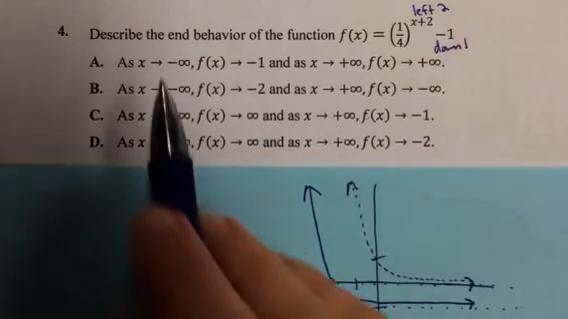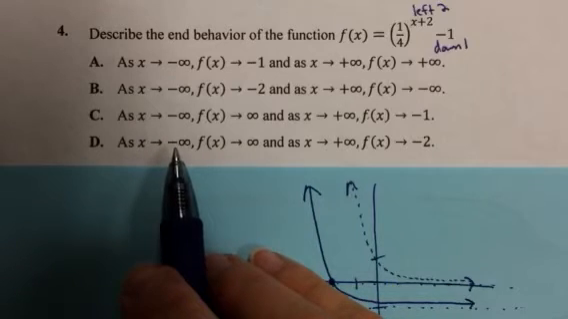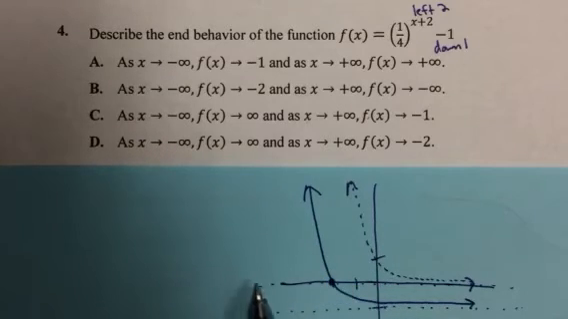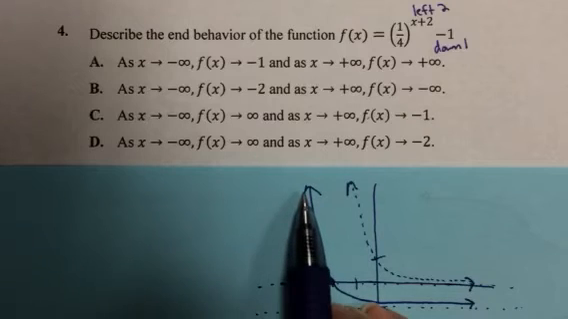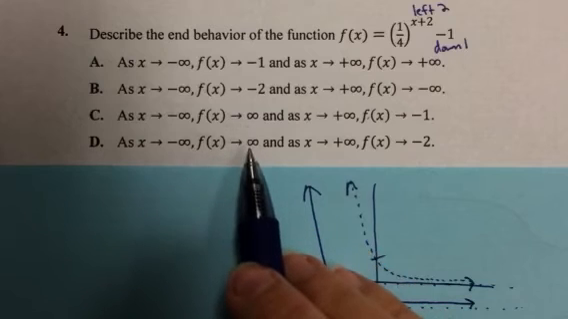And the end behavior is, notice all these things say as x goes to -infinity. So it's saying as we're going to the left, what's the graph doing? Well, the graph is going up. It's going up forever. So our two options that match that are C and D.